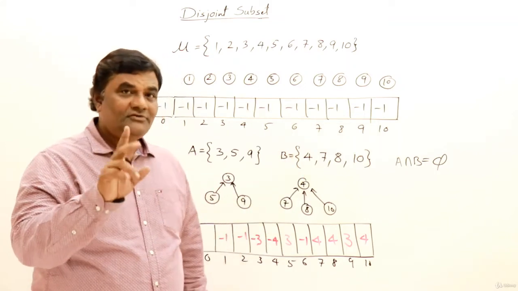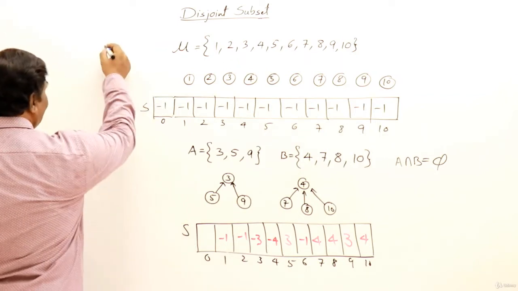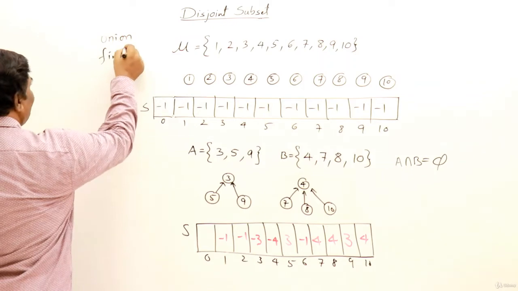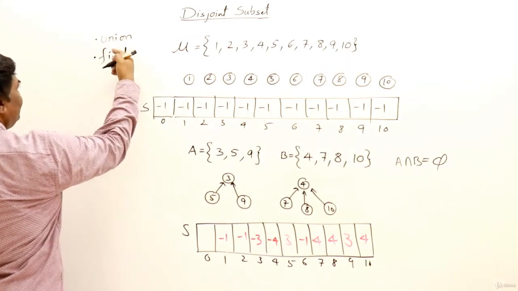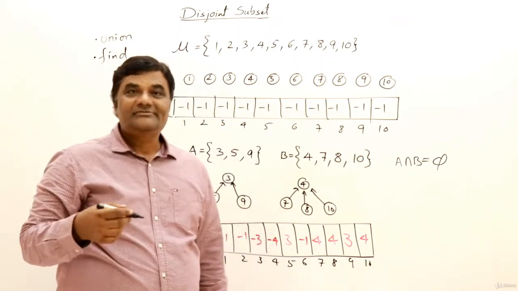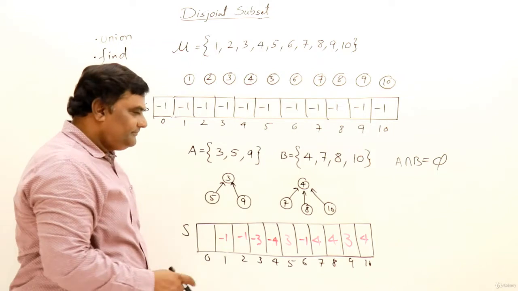On this we perform two operations that are union and find. Union operation and find operation. Let us look at these operations. Union is also called weighted union, and find is called collapsing find. So I'll explain what that means. I'll remove this and show you.